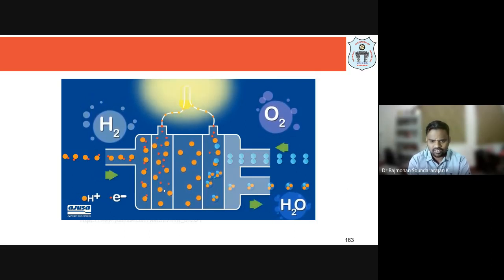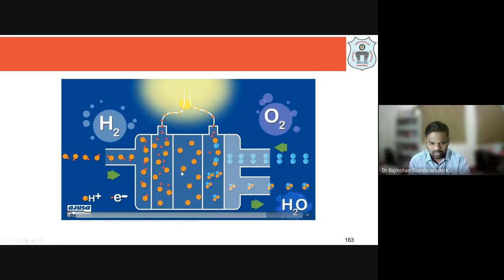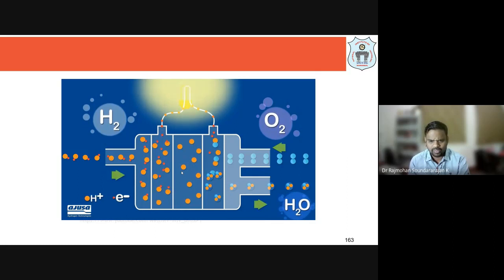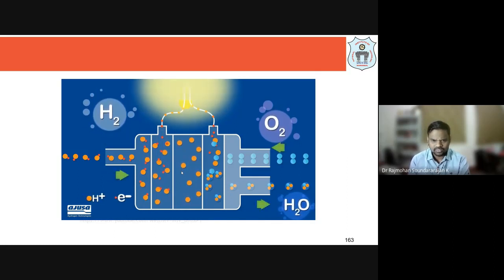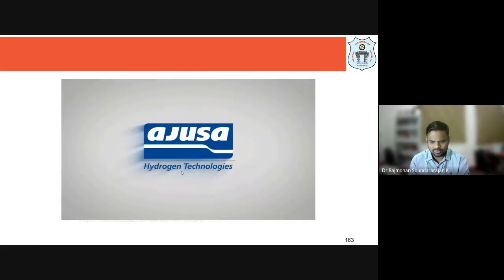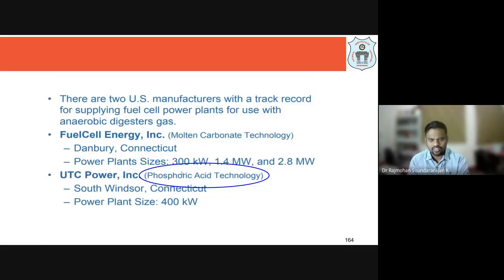In this case, we have considered the electrolyte to be phosphoric acid. Understood? That's what we have been writing as an equation, chemical reaction, all that. I hope this visualization helps you to understand that. And what about this phosphoric acid fuel cell?